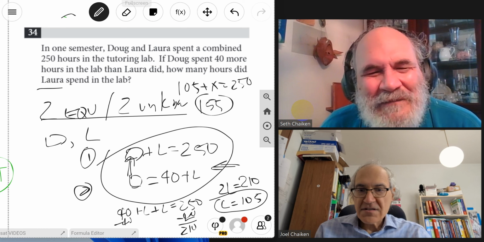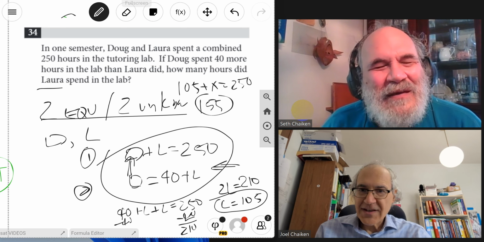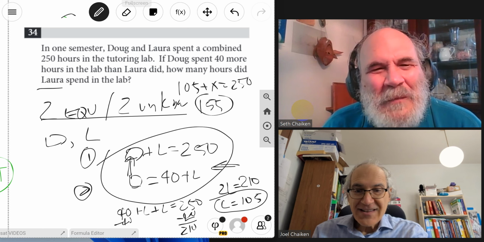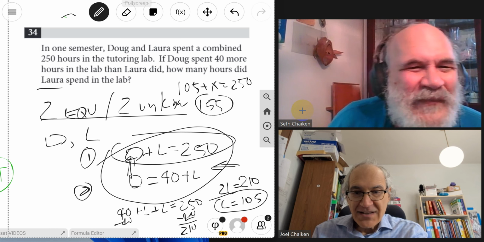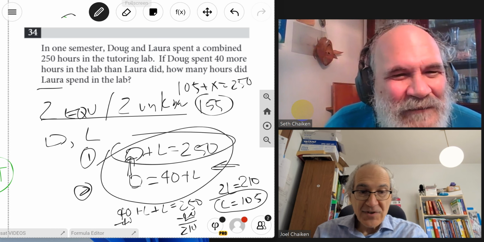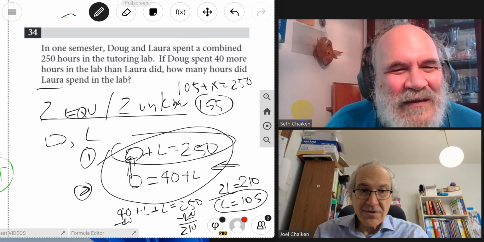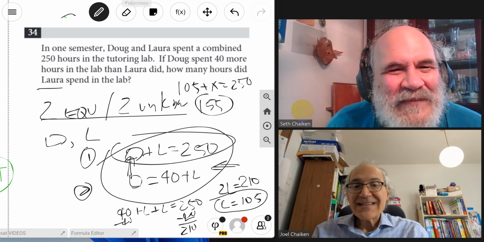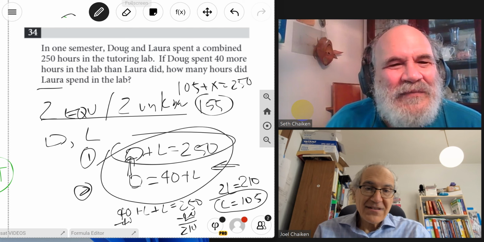Okay. I just want to make one quick comment. This question is usually taught in middle school, and they don't actually do 2 equations, 2 unknowns. They expect you to write this, but then immediately say D is 40 plus L. It's really, really dangerous when it's taught in middle school. The proper way to do it is to go 2 equations, 2 unknowns. That's the methodical way you really should do.